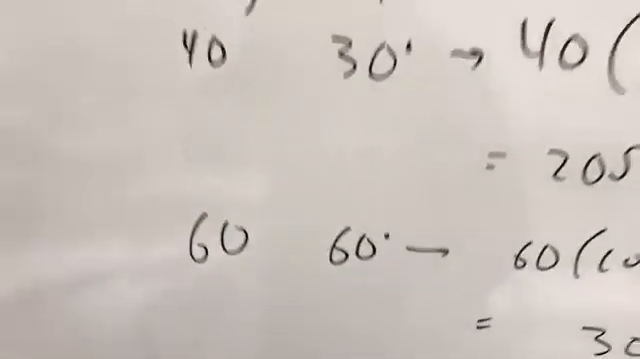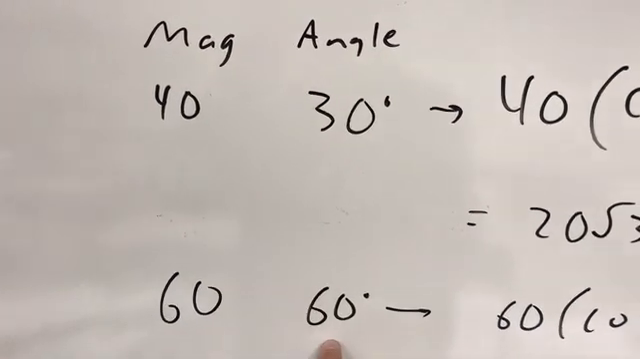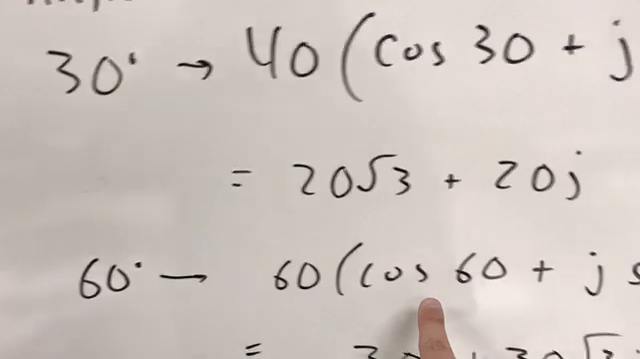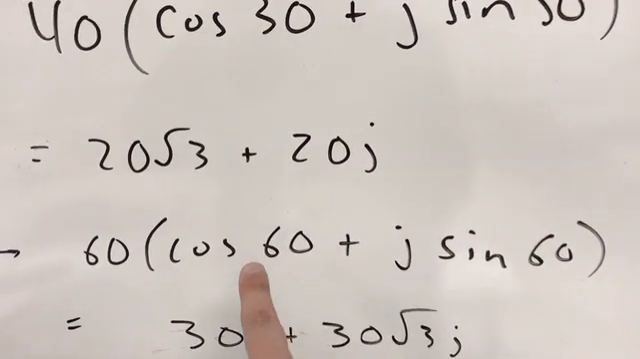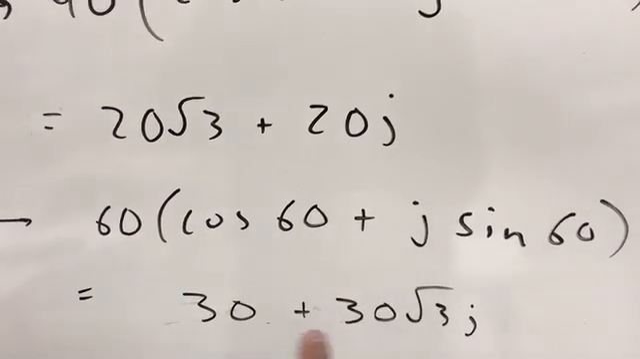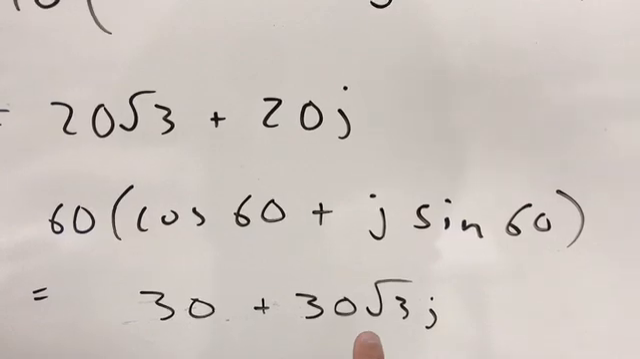If we've got a magnitude of 60 and an angle measure of 60, that would be 60 cosine of 60 plus, again using j sine of 60. Cosine of 60 is 1/2. If you multiply that out, it's 30. And sine of 60 is radical 3 over 2, so you get 30 radical 3j, okay?